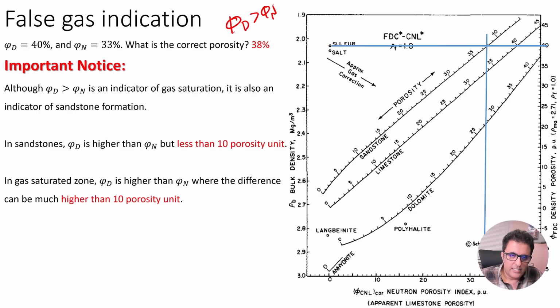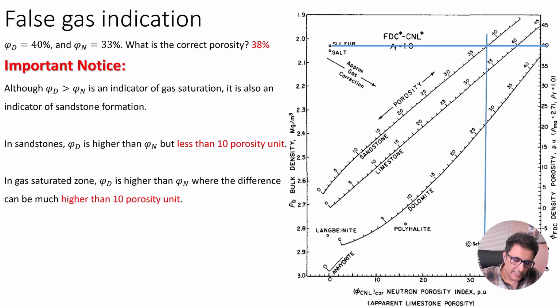For sandstone, as you see in this example, phi d is greater than phi n, but the formation is not saturated by gas. The reason is the sandstone. So in sandstone formations, again, we're going to end up with overestimation of density porosity and underestimation of neutron porosity.